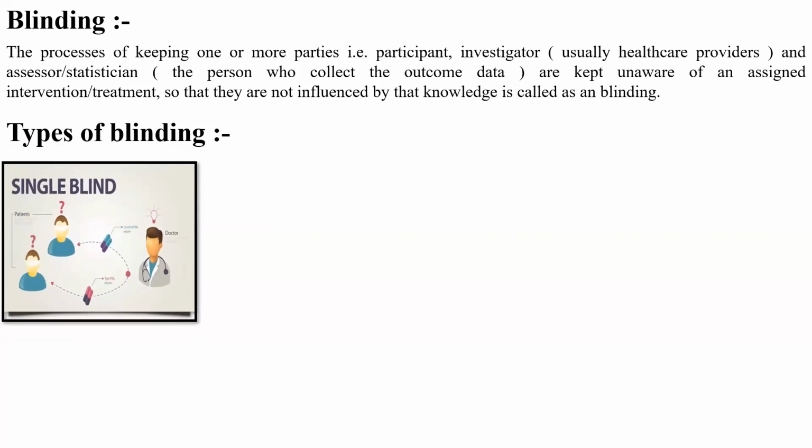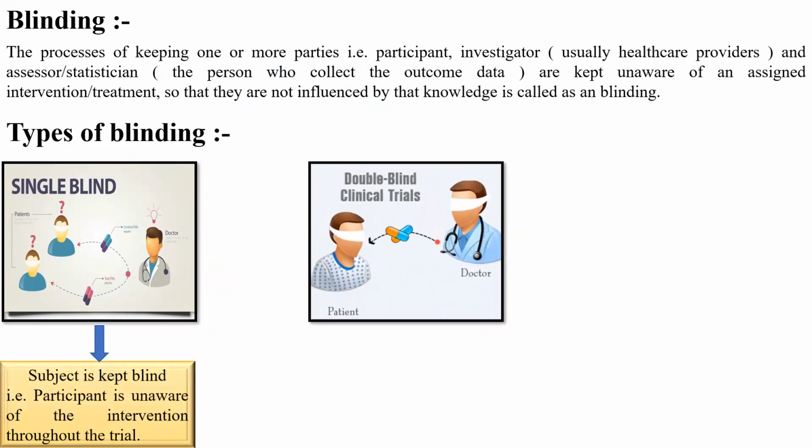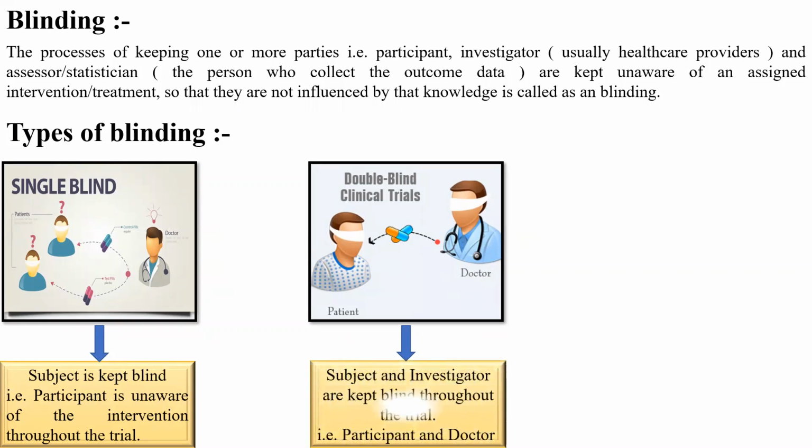First is single blind, where only the patient is blind. The doctor knows which treatment he is giving, but the patient does not know which treatment he is receiving. Second is double blind, where the doctor and patient both are blind. The doctor doesn't know which treatment he is giving to the patient, and the patient also doesn't know which treatment he is taking. Only the statistician knows which experiment is going on.